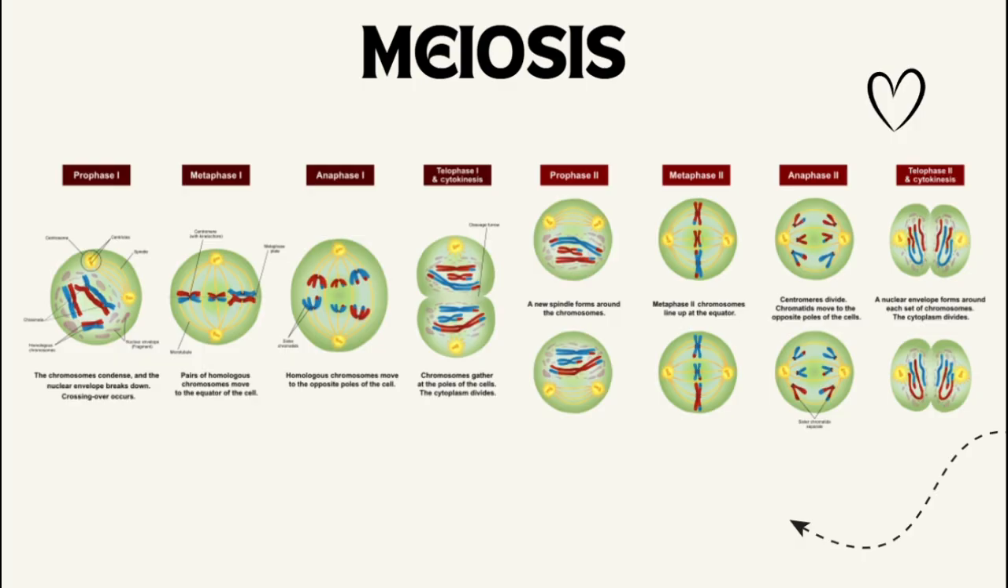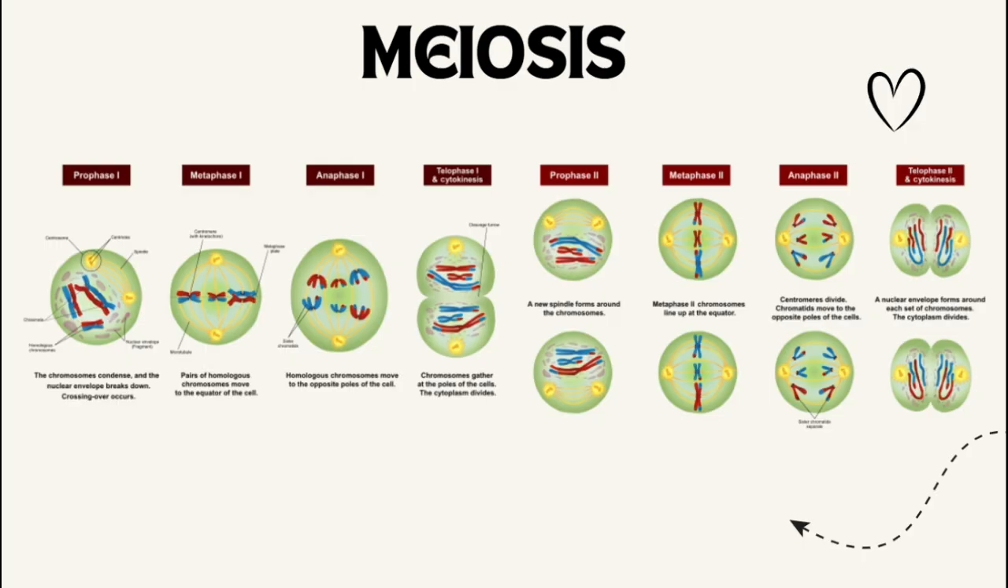Because at the end of the day, we're going to end up with 4. That's the goal. In mitosis, we ended up with 2. In meiosis, we basically do mitosis twice. We can just look at it like that. So we're going to have double the daughter cells at the end of the day.